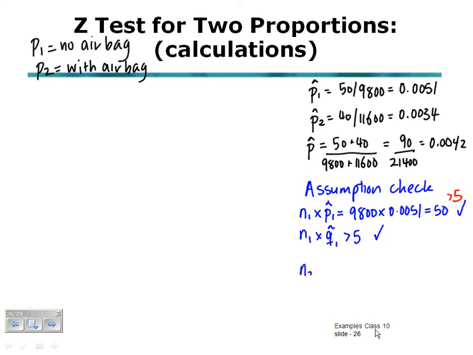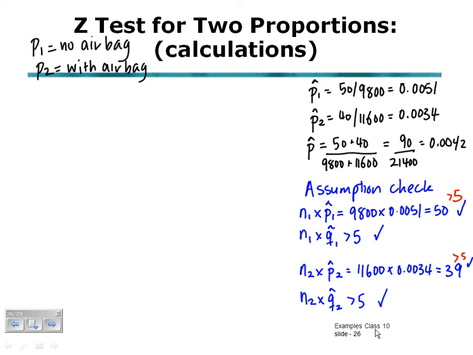So again, N2 multiplied by the proportion from sample 2, that was 0.0034 for the proportion, multiplied by 11,600. That was 39, well, in fact, close to 40. We've done a calculation there without using enough accuracy. And of course, that is also bigger than 5, which means N2 times Q2 hat would also be bigger than 5. So we do those assumptions checks just to be sure that our samples are big enough for the z-test to be appropriate.